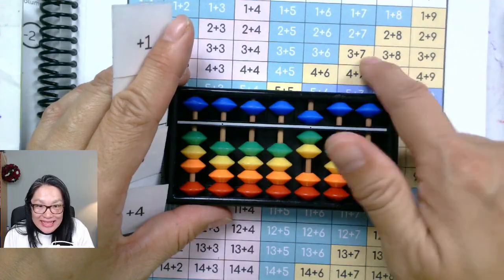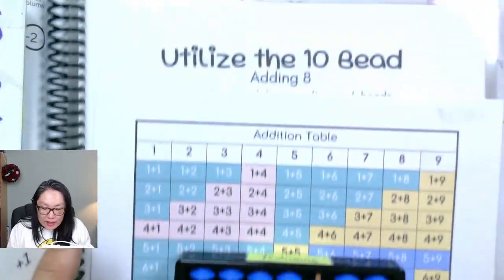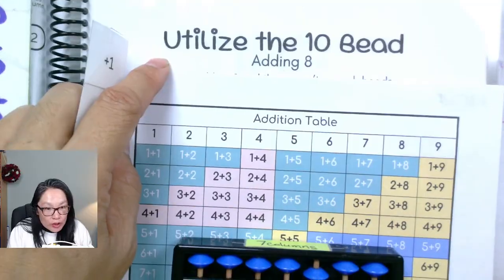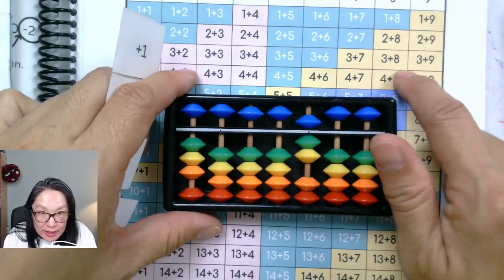There's this yellow. This yellow is what we were just doing. It is about utilizing the 10. This is what we call regrouping. So when we were regrouping, let's take a look at this.